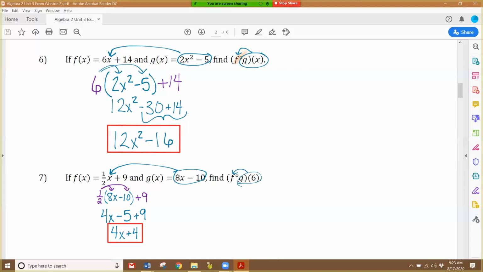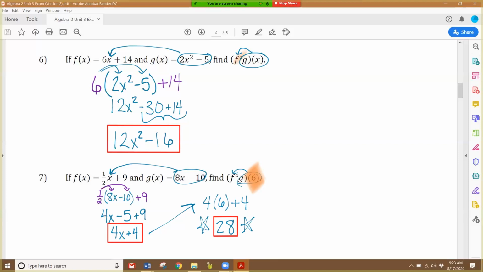But keep in mind, we were asked to find an x value of 6. So we're going to take this 4x plus 4 and we're going to plug in 6. If I plug in 6, that's 4 times 6 plus 4. Well, 4 times 6 is 24. 24 plus 4 gives us an answer of 28. So this right here would be our absolute final answer.